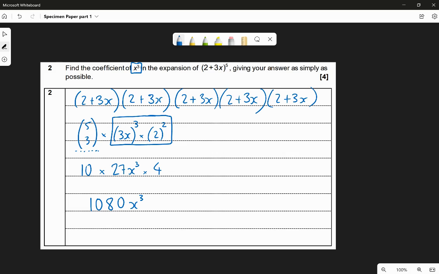But the question was, find the coefficient of x cubed. If you left your answer like this, I imagine they would give you the full marks. But I should be more exact in my answer. If I want the coefficient of x cubed, the coefficient is 1080. It is the constant in front of the x cubed. It is what x cubed is being multiplied by. So that is my answer.